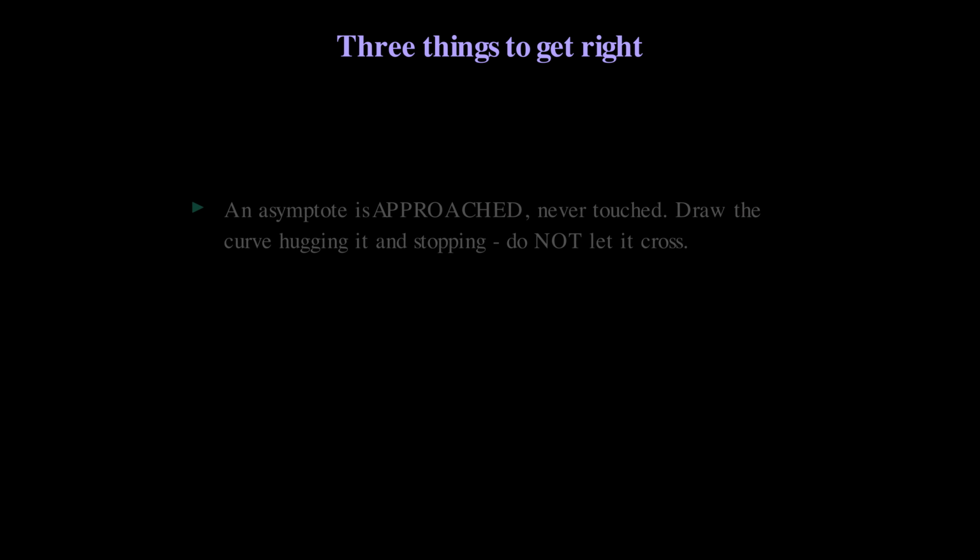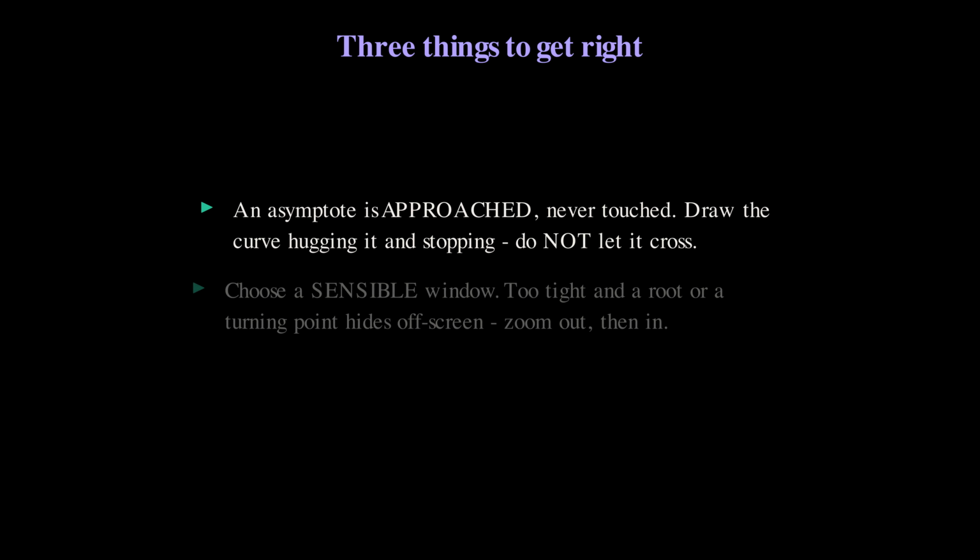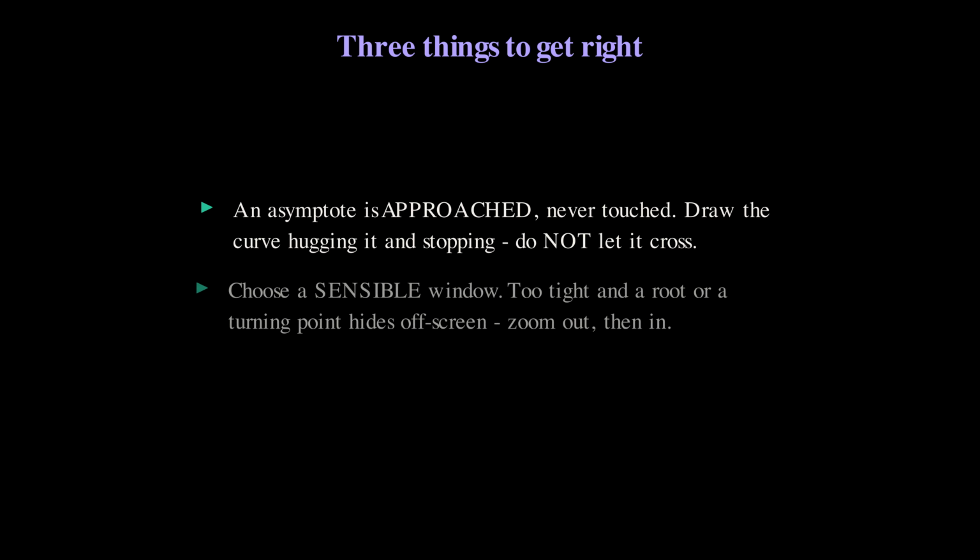Second, pick a sensible GDC window. If it's too tight, a root or a turning point can hide just off the edge of the screen, and you'll swear it isn't there. Always zoom out to check the big picture, then zoom back in.